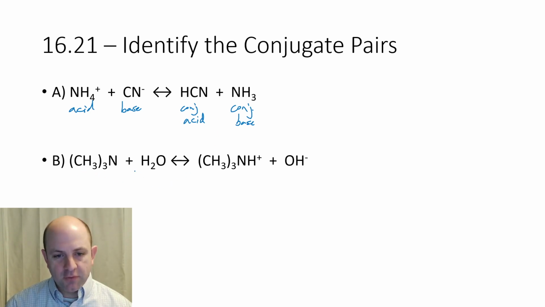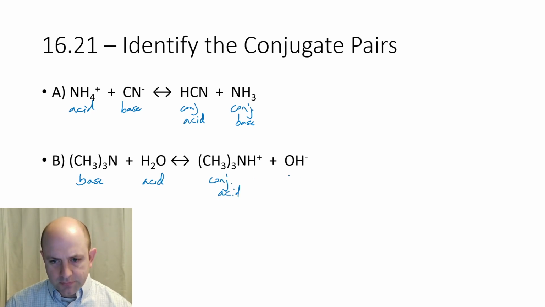Same thing happens over here. We have trimethylamine with water going to a trimethylammonium and hydroxide. So we say, okay, wait a minute, this amine here, it's just N, but now it's NH+. This accepted an H+, that must be the base. That means water must be the acid, and yep, it got rid of an H+ over here. So then the conjugates switch. Okay, the trimethylamine with the H+, that must be our conjugate acid. The hydroxide must be the conjugate base.